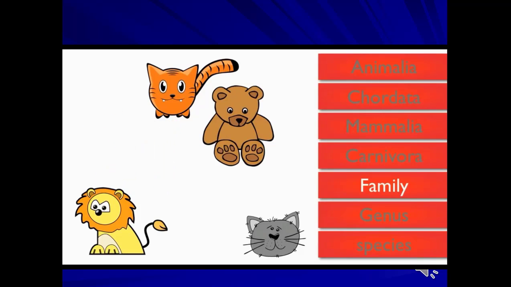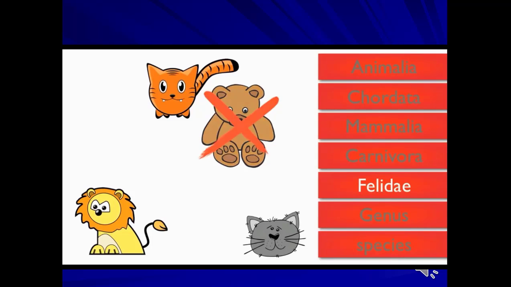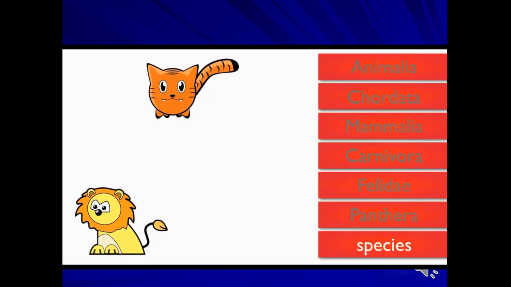Next, we have family. A lion is in the Felidae family. Members of this family have retractable claws, so the bear is removed. Then we have a level called genus. A lion is in the genus Panthera, which means roaring cat. The house cat does not roar, so it is removed. Finally, we have the level called species. Members of the same species can breed and produce offspring. A lion is in the species leo. So the tiger is removed from this group.